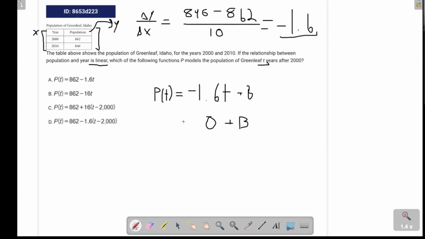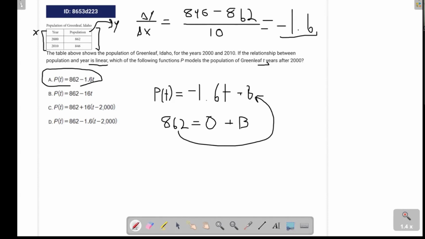Yes, the whole math section is with a calculator. You're able to use it the whole time. And going by this graph, at the year 2000 you see the population is 862, meaning that our y-intercept is going to be 862, and we can just plug that into this b value. So P of t is then 862 minus 1.6 t.